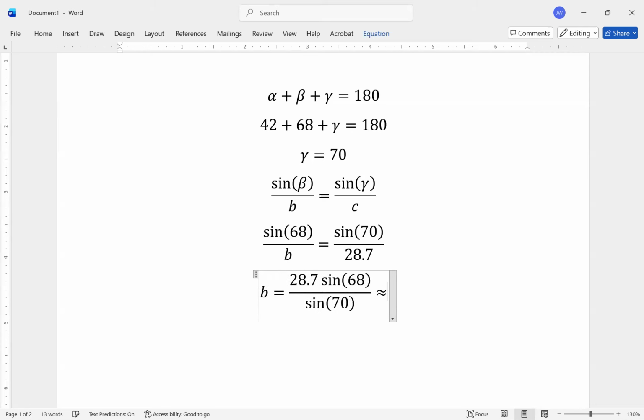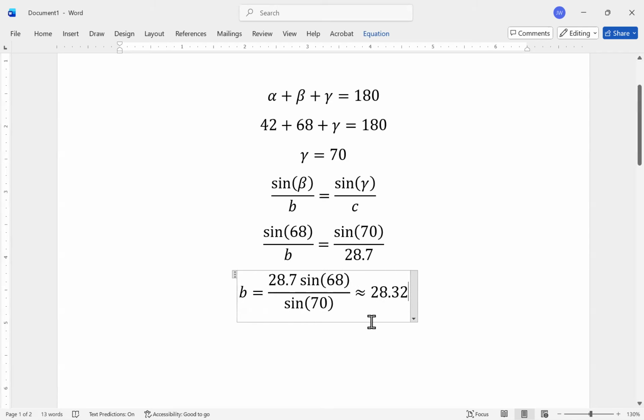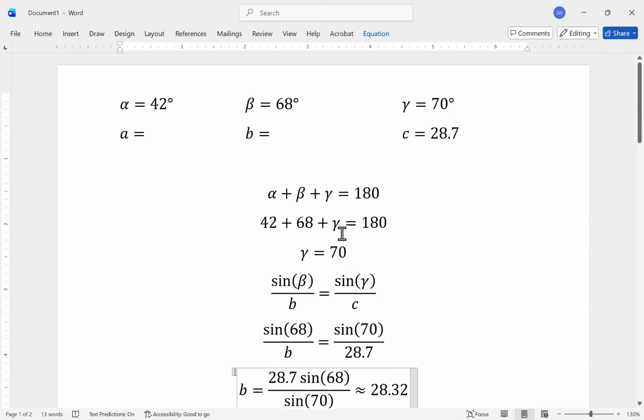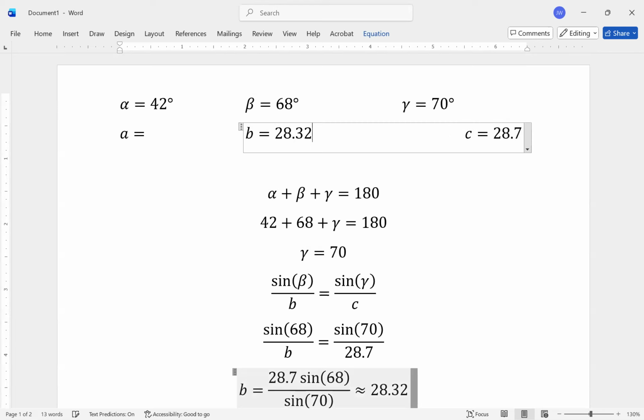That's the exact value. The approximate value of b there would be 28.32. That's when I plug this into my calculator. So now I know that b is about 28.32. And now we can move on to find a.